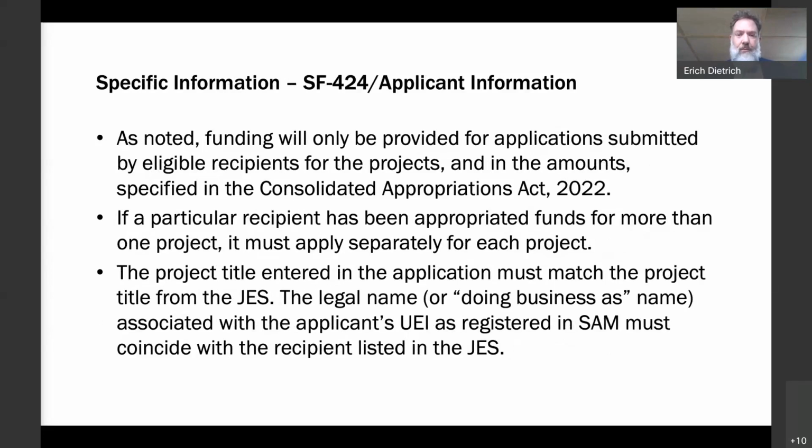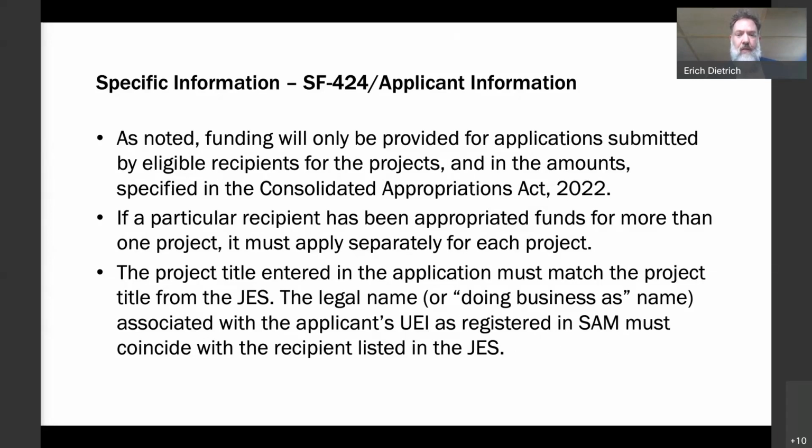As we get into some of the more specific information related to the application, we reiterate here that only eligible applicants will be able to receive funds for those specific projects. Some information that will help confirm this will be entered in the SF424 form that you will complete in grants.gov and the applicant information in JustGrants. We will go into detail on the application steps later, but we ask specifically that you enter the project title as it appears in the JES in the SF424 form and in the JustGrants application information.